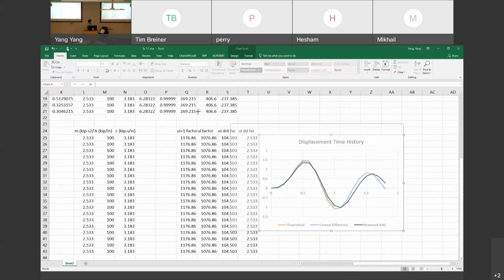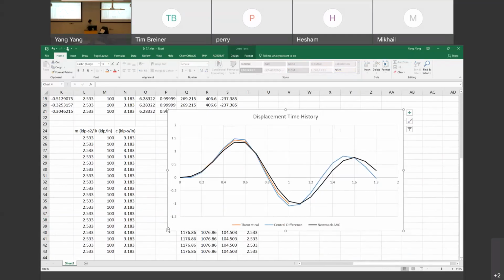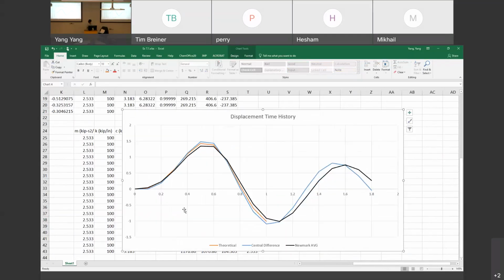You can see here I compared the theoretical result. The theoretical result is in red, the central difference method is in blue, and the numerical average method is in black. There are some errors between the numerical methods and the theoretical result. We can control them.